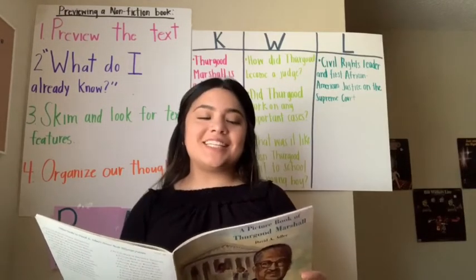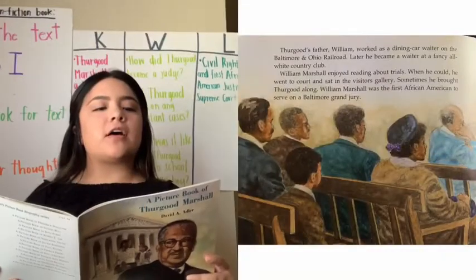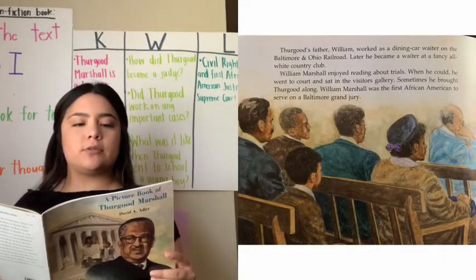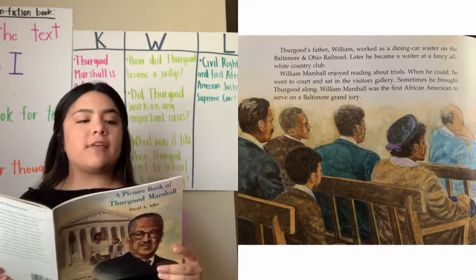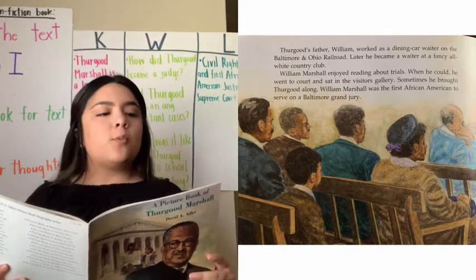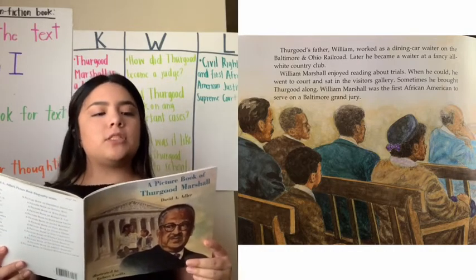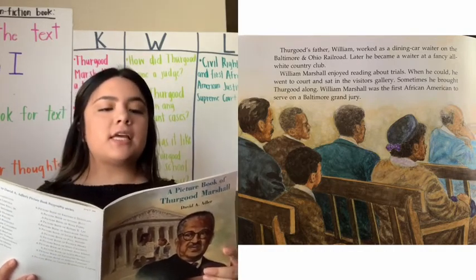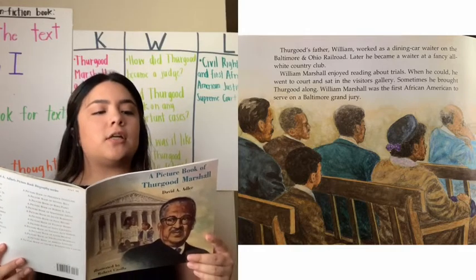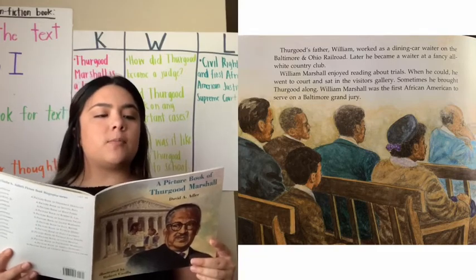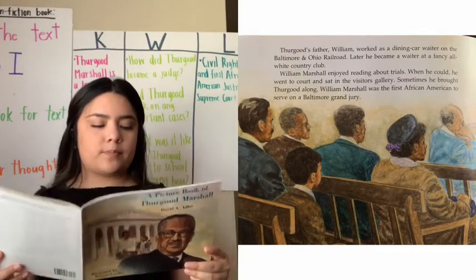Alright, scholars, let's continue reading. Thurgood's father, William, worked as a dining car waiter on the Baltimore and Ohio Railroad. Later, he became a waiter at a fancy all-white country club. William Marshall enjoyed reading about trials. When he could, he went to court and sat in the visitors' gallery. Sometimes he brought Thurgood along. William Marshall was the first African American to serve on a Baltimore grand jury.